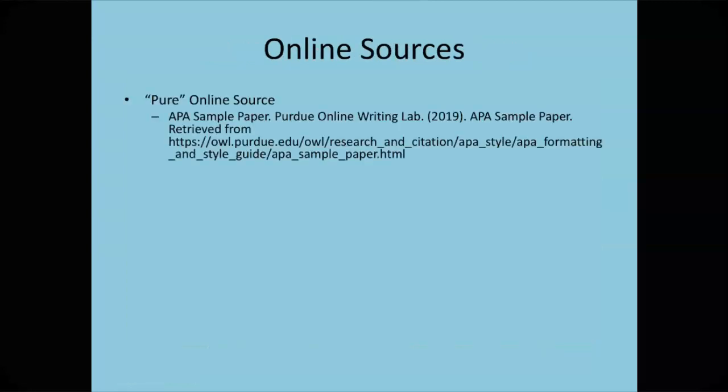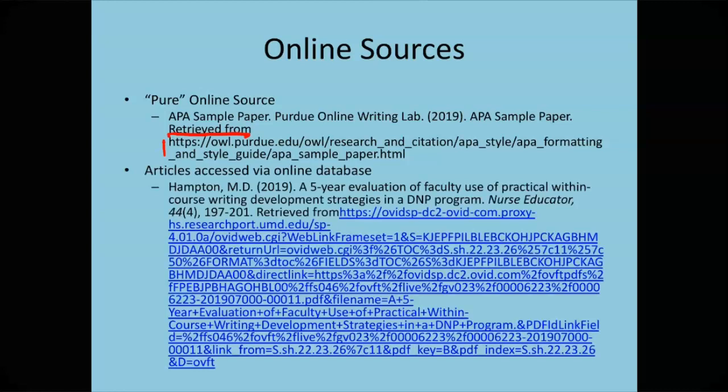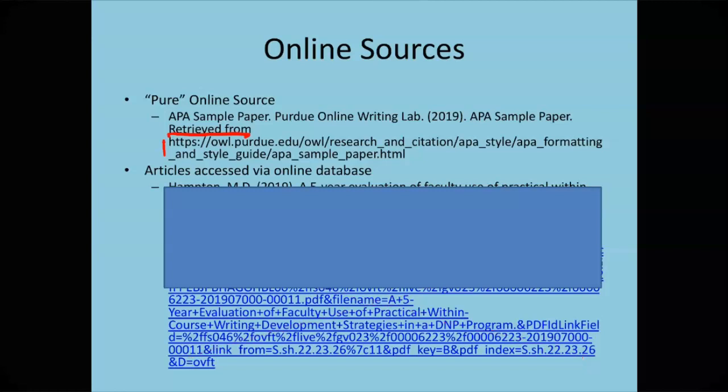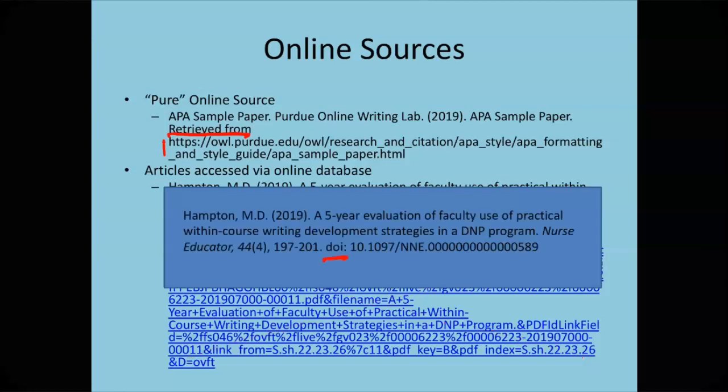One thing I do want to show you though about online sources. So if you have a pure online source, like I just had the APA sample paper from the Online Writing Lab, you want to include something like "retrieved from" and put the URL in there and take the hyperlink out. What you don't want to do is, if I have this article by Hampton, don't put the hyperlink that you've accessed the paper on. You see, it's super long. So don't do this. Rather, what you want to do is you include the DOI, the Digital Object Identifier, tough word, at the end.